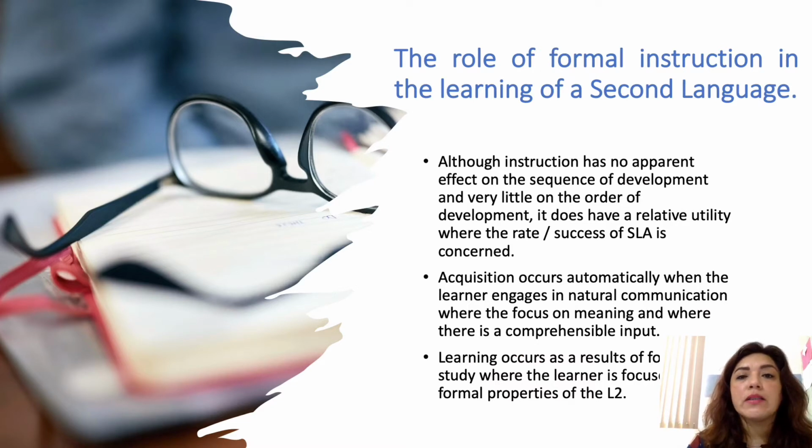The role of formal instruction in the learning of a second language. Although instruction has no apparent effect on the sequence of development and very little on the order of development, it does have a relative utility where the rate and success of second language learning is concerned. Acquisition occurs automatically when the learners engage in natural communication, where they focus on meaning and where there is comprehensible input. Learning occurs as a result of study where the learner is focused on formal properties of the second language.